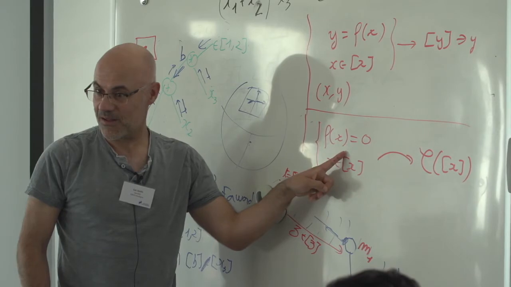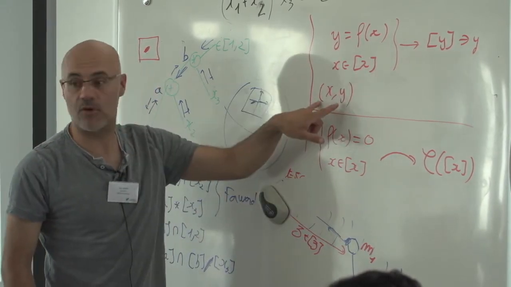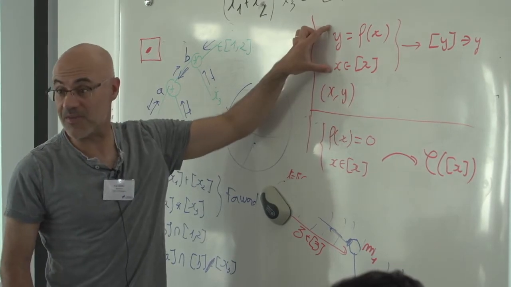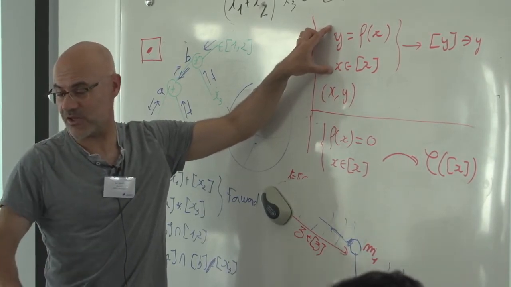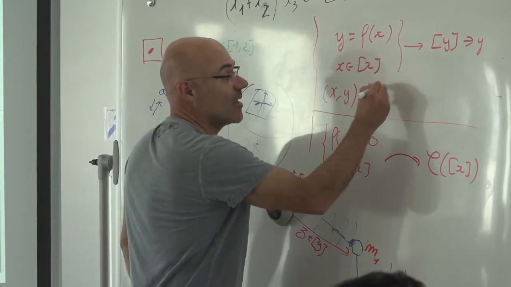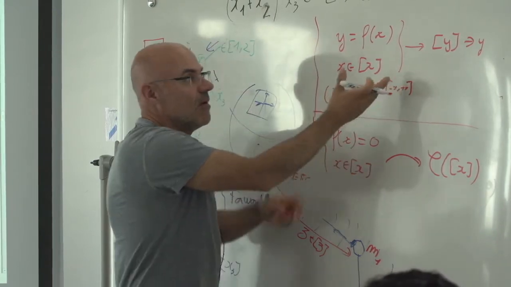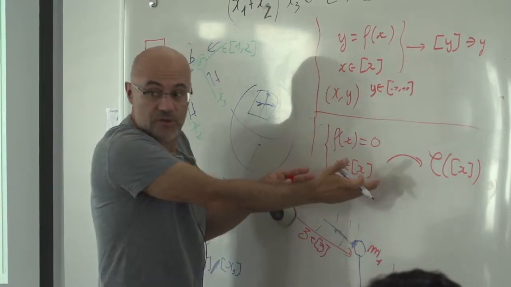Contractor just for one variable and inclusion for just function? Yes, but this one can be seen as one variable. An inclusion function can be seen as a contractor, in the case where you know that y belongs to minus infinity, plus infinity. This one is more general.